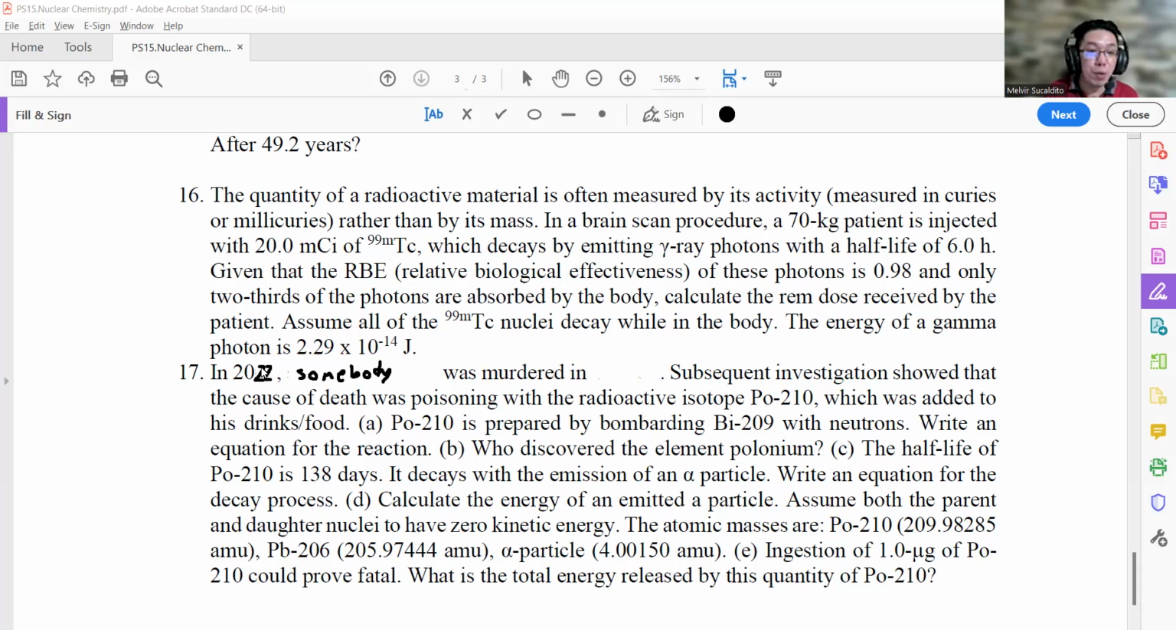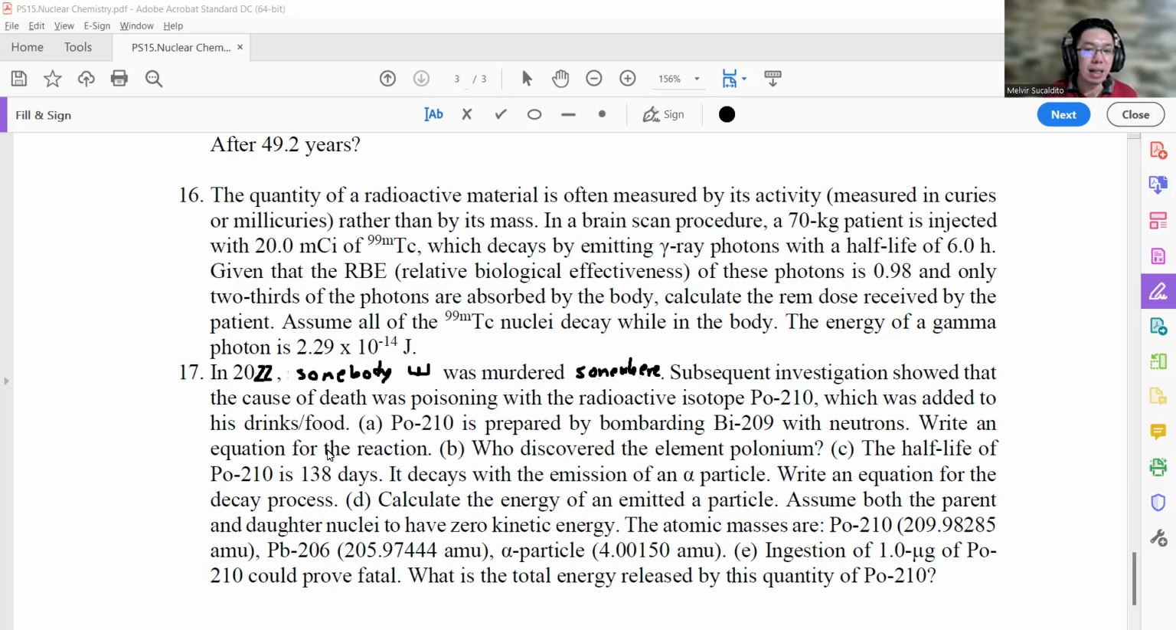Okay? And if you will recall, approximately 1 yon for gamma ray and beta. Di ba? Si gamma ray tsaka si beta, approximately 1. Pero for alpha, that's 10. The factor is around 10, no? Calculate the REM dose received by the patient. Assume all of the 99 metastable technetium nuclei decay while in the body. And then the energy of each gamma photon is 2.29 times 10 to the negative 14 joule.